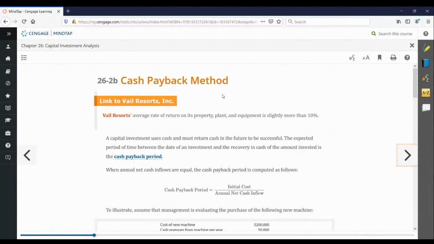The second method that we would subject the asset to is what we call the cash payback method. And the cash payback method helps us to determine what we call the cash payback period. In other words, management will want to know how long it's going to take them to pay off that investment in terms of what we're earning from that investment. So we want to know how long it's going to take us to pay back that particular investment.